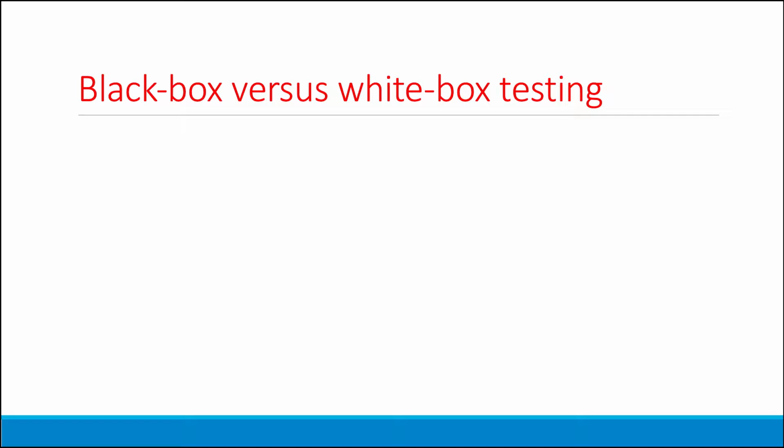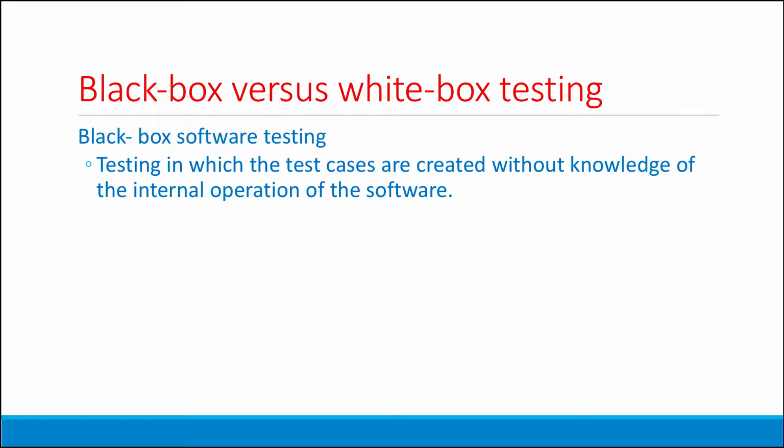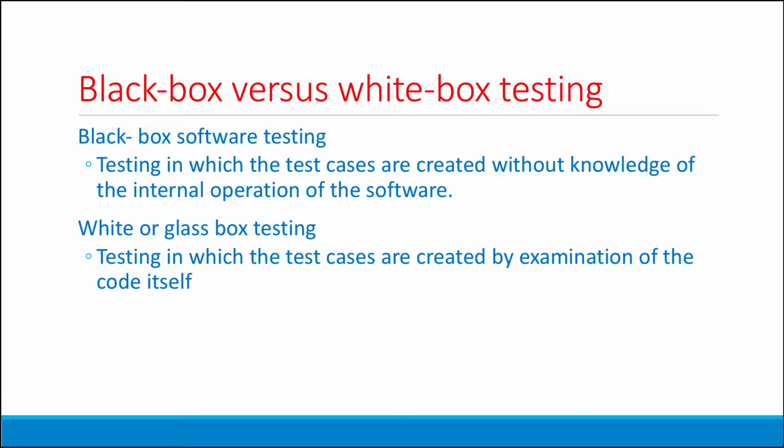Let's begin by examining the difference between black box testing and white box testing. Black box software testing is that form of testing in which test cases are created without knowledge of the internal operations of the software. That is, we're treating software as a black box into which we cannot see. Conversely, white box, or perhaps better, glass box testing is testing in which the test cases are created by actually looking into that code. That is, we now treat the code as being surrounded by a glass box into which we can see, as opposed to the black box.